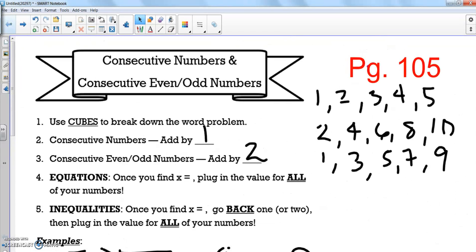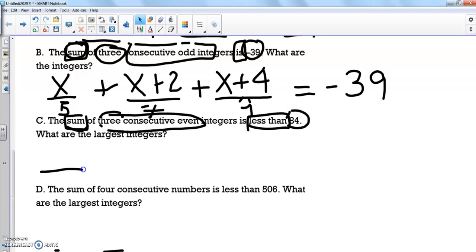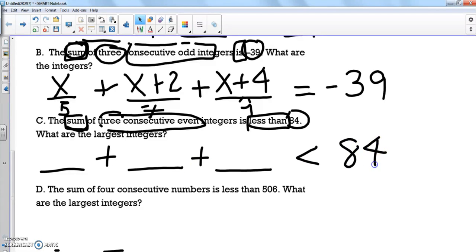All right, let's go back to C. The sum, I think you've picked up now that these are all going to be sum, 3 consecutive even, less than 84. Okay, so once again, we're adding 3 things together. 1, 2, 3. And this time it's less than a number. All right, so let's figure out how we get the 3 consecutive even integers. Okay, remember, the first one's always x because we don't know what it is. Okay, and let's just say it's 2 because we're looking at evens.